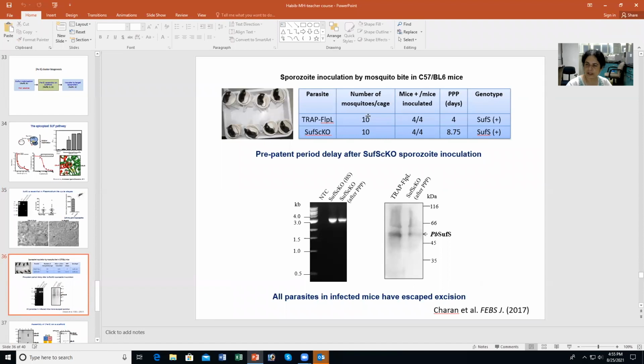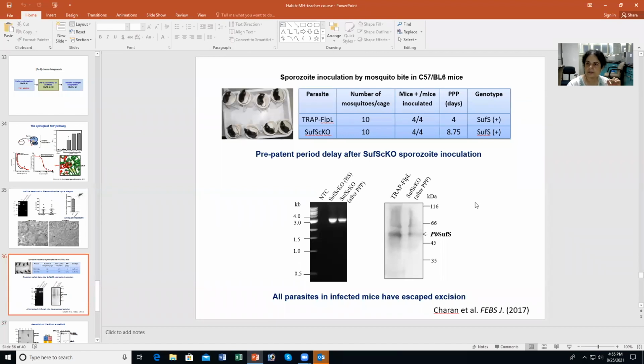And when you do an infection with whatever number of sporozoites you can isolate, you find that the pre-patent period, the time taken for the appearance of the parasites from the liver to the blood, is extremely long. So there was an elongation, and whatever parasites could survive were parasites that were not knocked out. Basically, the knockout parasites are not able to develop sporozoites, but there might be some that are not knocked out.